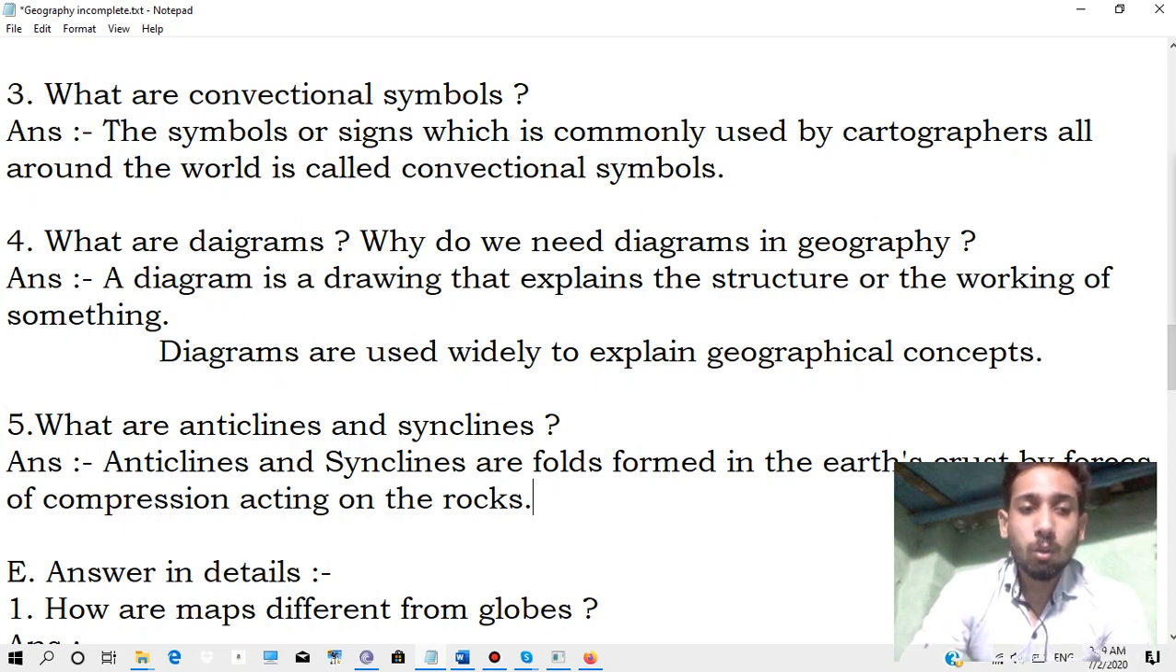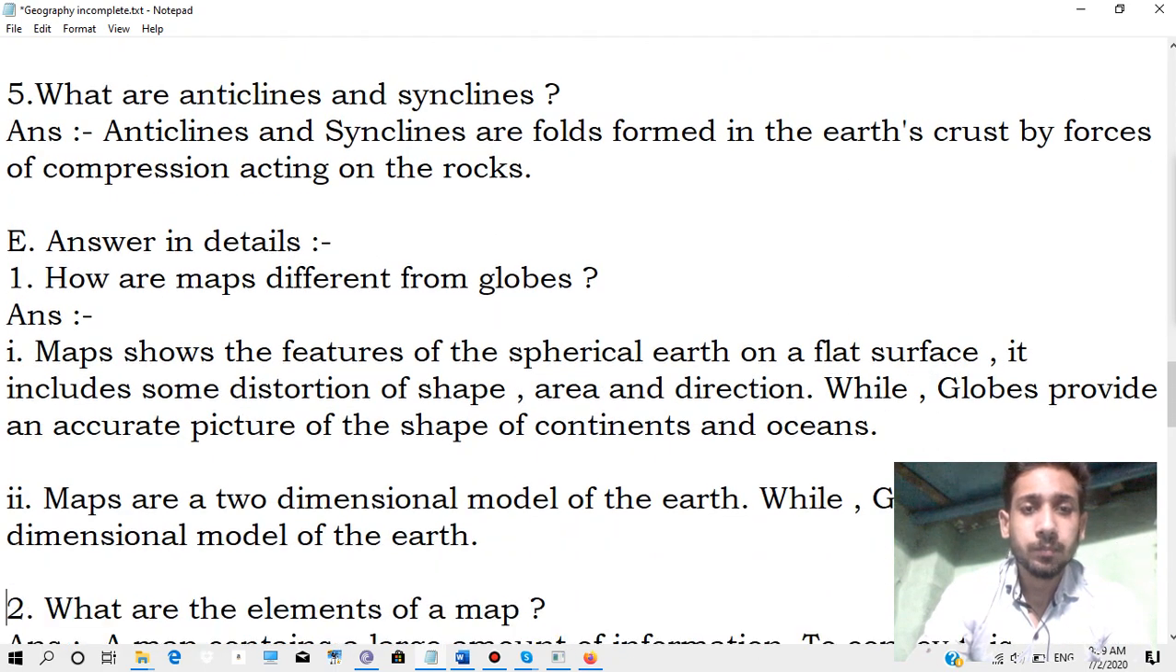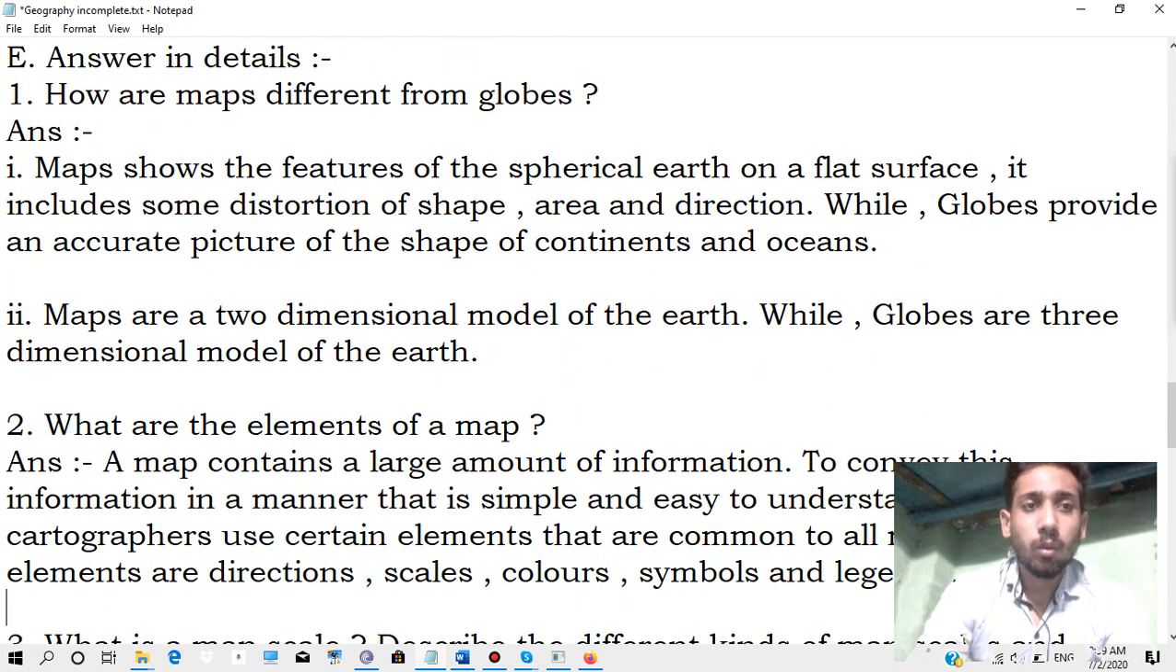Now we will go for the answers in detail. The first question is: how are maps different from globes? It is very easy to explain how a map is different from a globe, because maps show the features of a spherical earth on a flat surface.